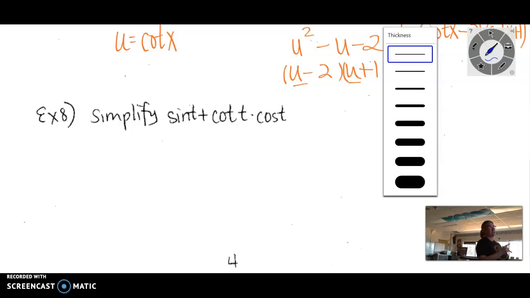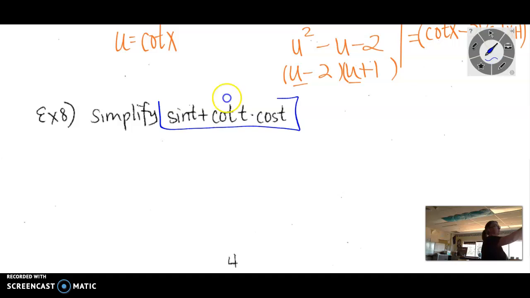Looking at example 8. Okay, I have sine of t plus cotangent of t. We need to put these in parentheses just to make it a little more clear. So sine of t plus cotangent of t times cosine of t. There isn't a Pythagorean identity to use. We don't have anything that we can factor out. A third option, recall, is to rewrite in terms of sine and cosine. So that's what I'm going to go ahead and try to do.